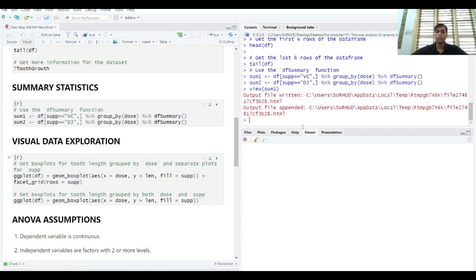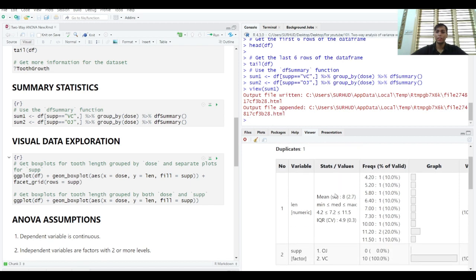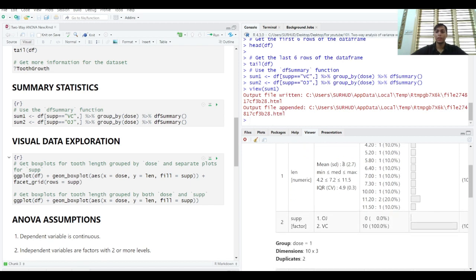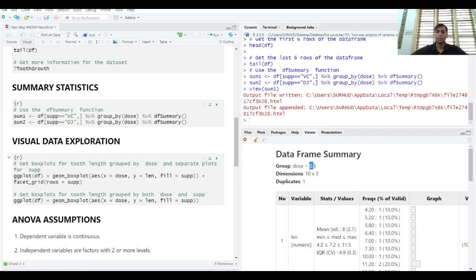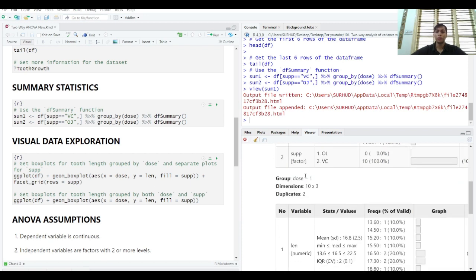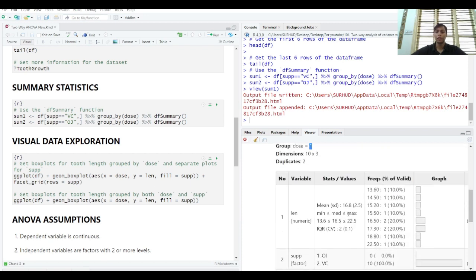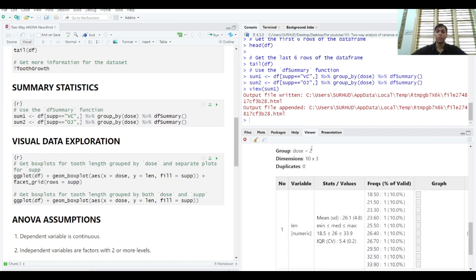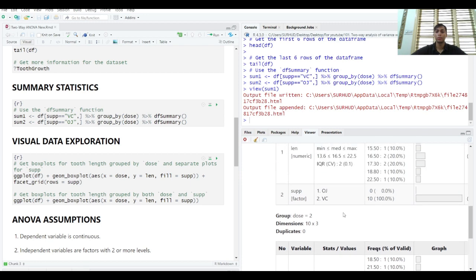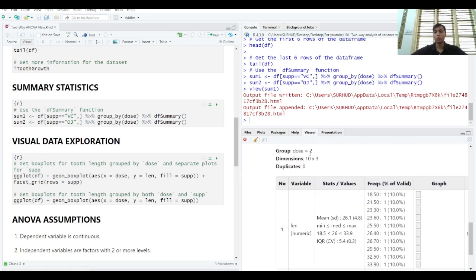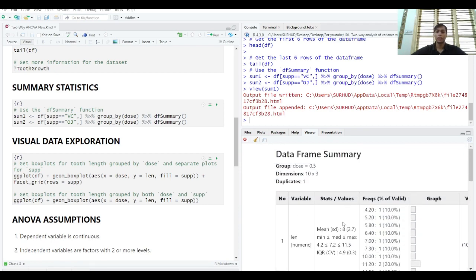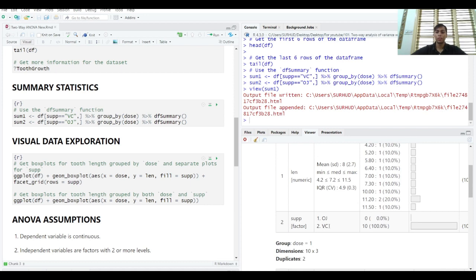So here we can see that the mean tooth length in the guinea pigs who were given 0.5 milligram per day of vitamin C, who were given directly vitamin C tablets, was 8. Those who were given 1 milligram per day had a mean of 16.8, and those who were given 2 milligram per day had a mean of 26.1. So we can prima facie see that as the dose increased, the tooth length also increased. This is for vitamin C, as you can see here.